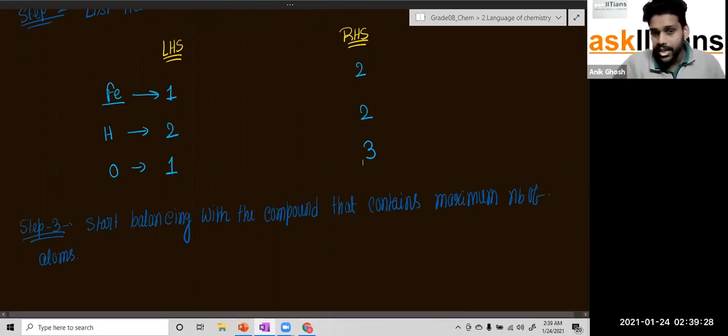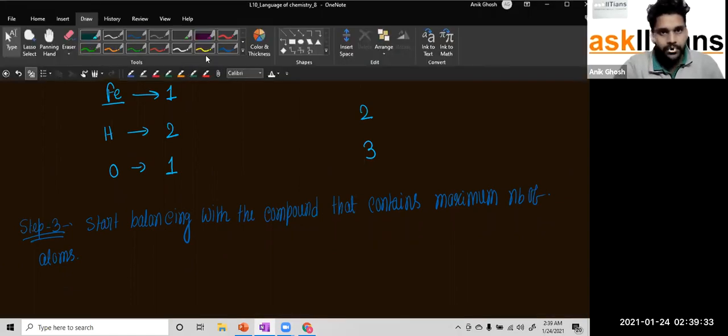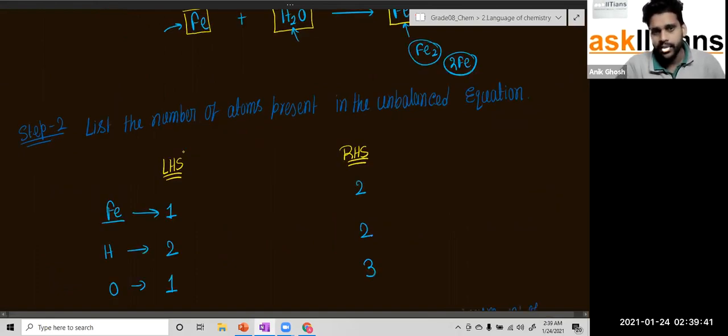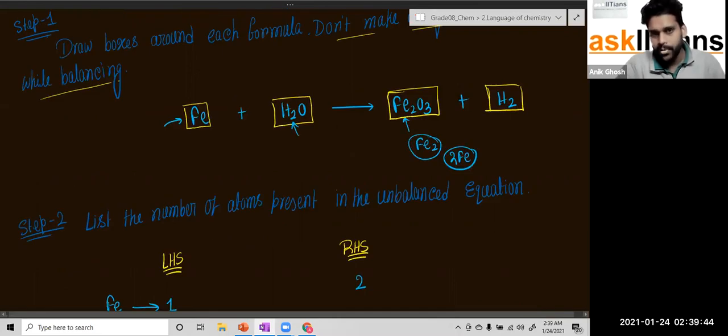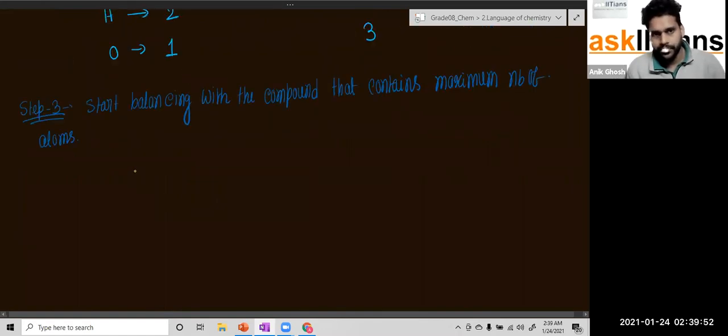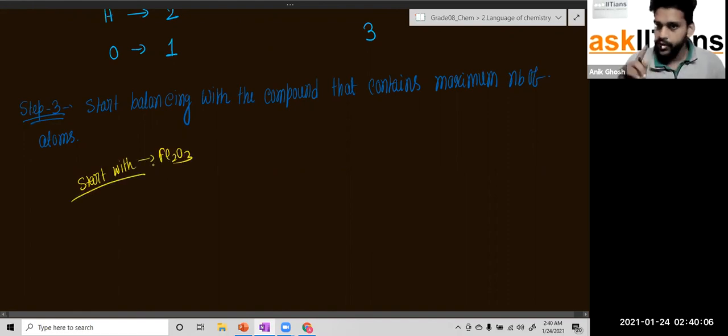So start balancing with the compound containing the maximum number of atoms. If we go back to our reaction, which compound has the maximum number of atoms? No doubt Fe2O3, isn't it? So we would start with Fe2O3.